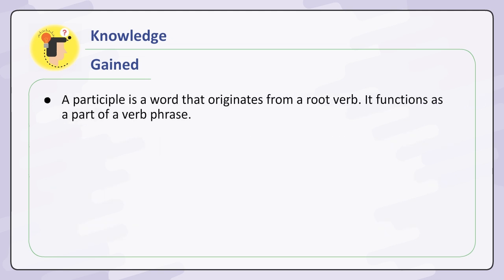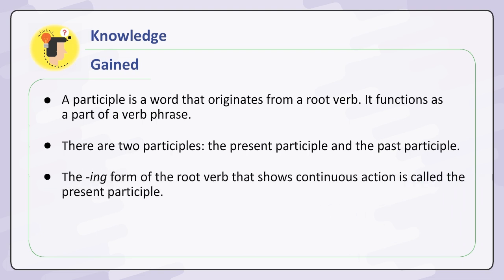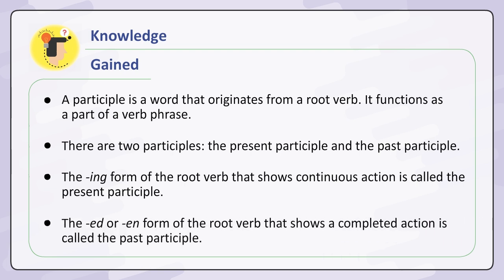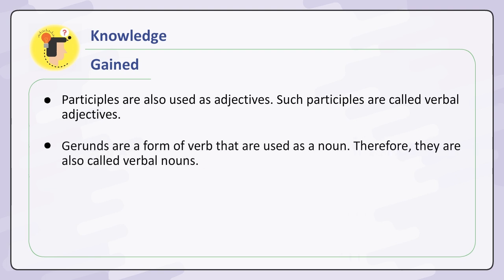A participle is a word that originates from a root verb. It functions as a part of a verb phrase. There are two participles, the present participle and the past participle. The ing form of the root verb that shows continuous action is called the present participle. The ed or en form of the root verb that shows a completed action is called the past participle. Participles are also used as adjectives. Such participles are called verbal adjectives. Gerunds are a form of verb that are used as a noun. Therefore, they are also called verbal nouns.